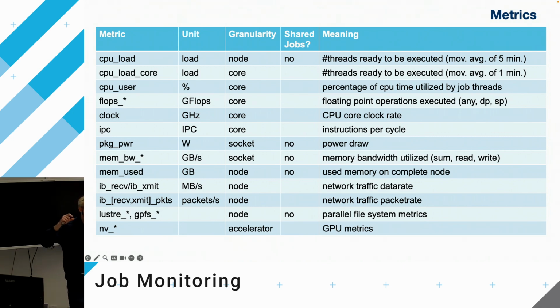But if your job uses the node exclusively, then the resource is only used by your job, and only your job influences this metric, and therefore you can take a look. So we see here CPU load core. The CPU load is the number of threads in the operating system that are ready to run or are currently executing. This is a certain metric used by Unix-based systems to describe the load.